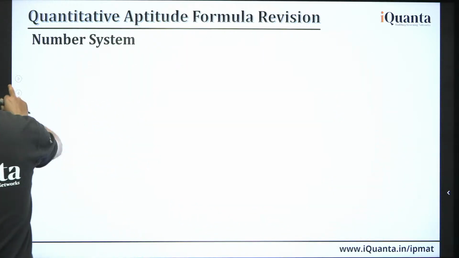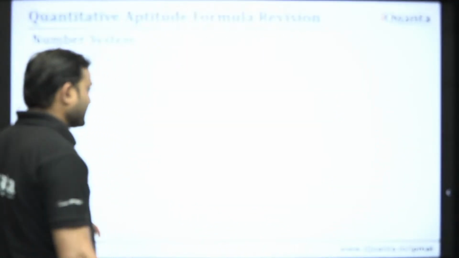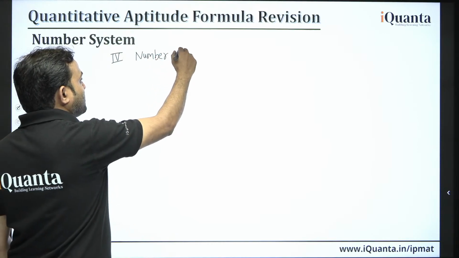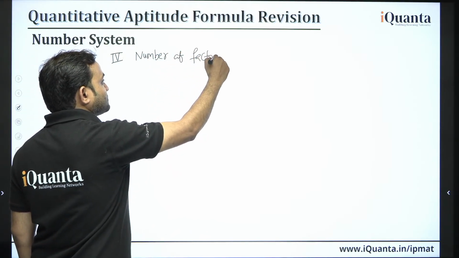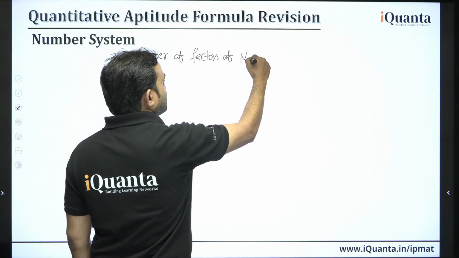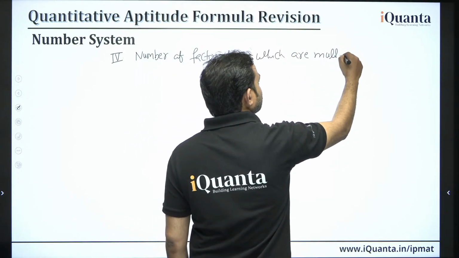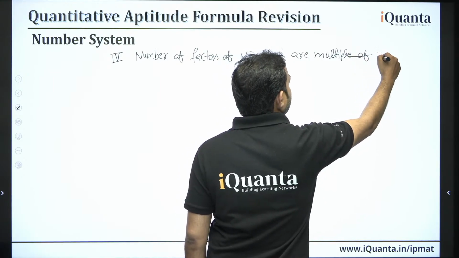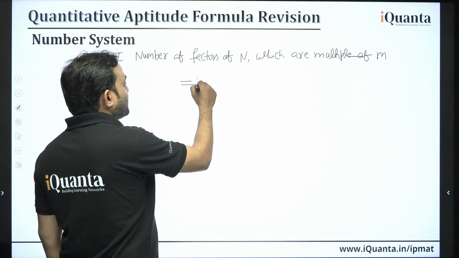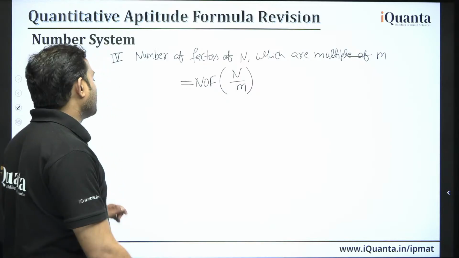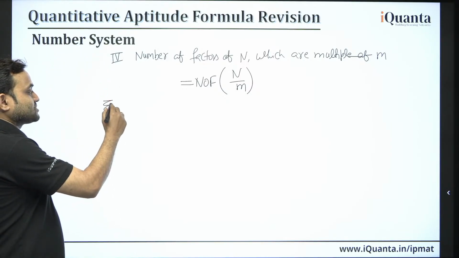Done? Chalo. Next we can talk about properties of factors. Fourth point is the number of factors of n which are multiples of m is equal to the number of factors of n upon m. Okay, I will give you an example in this concept just to understand it better.